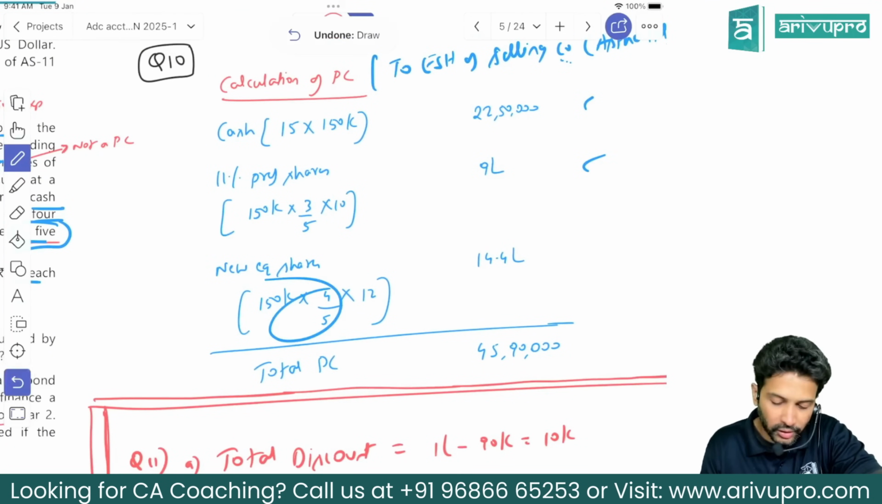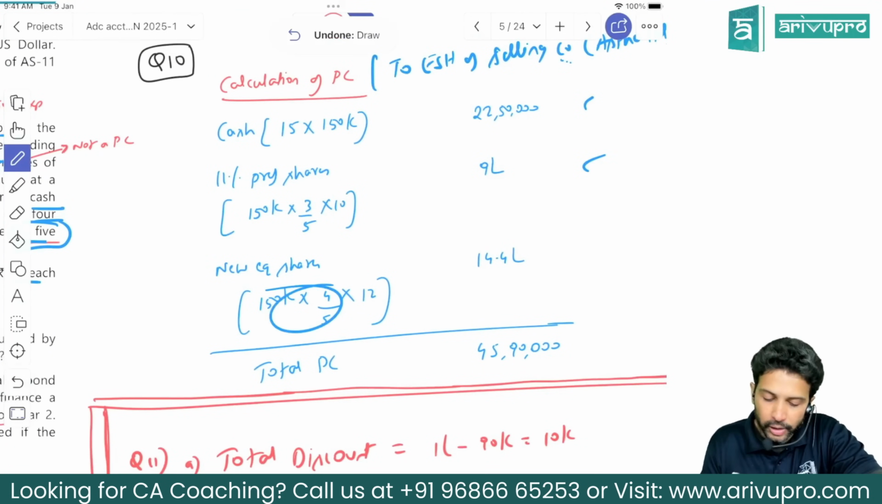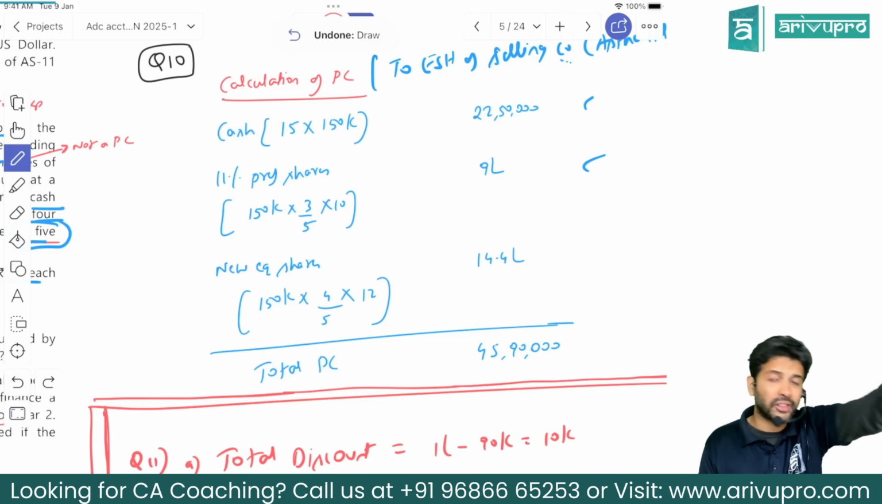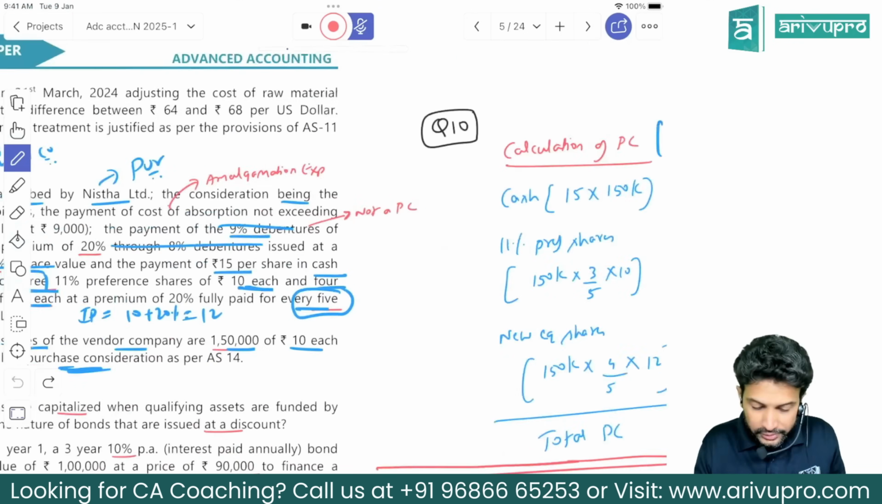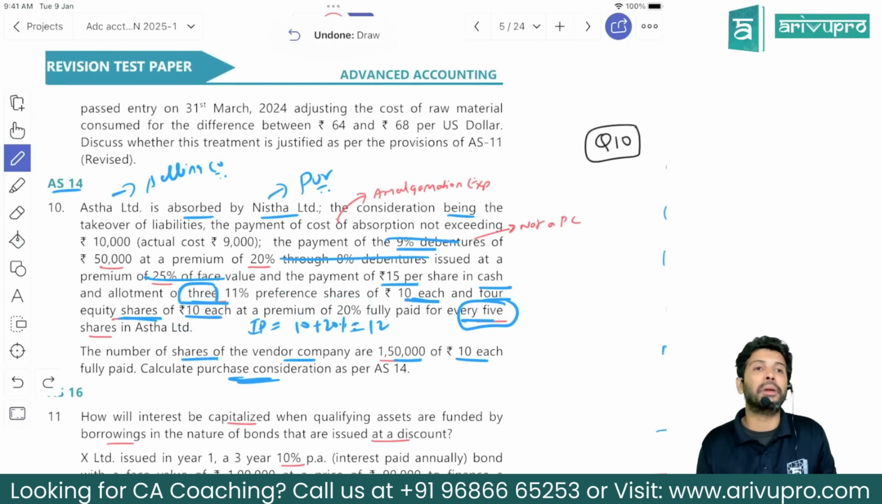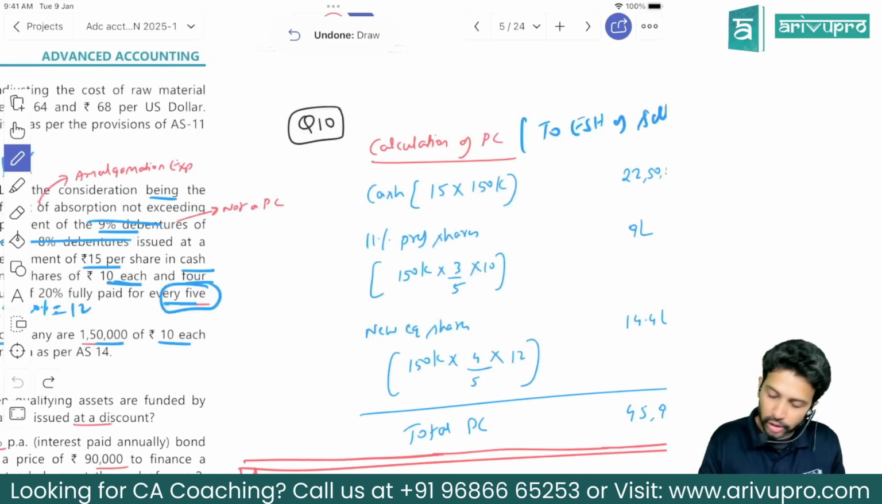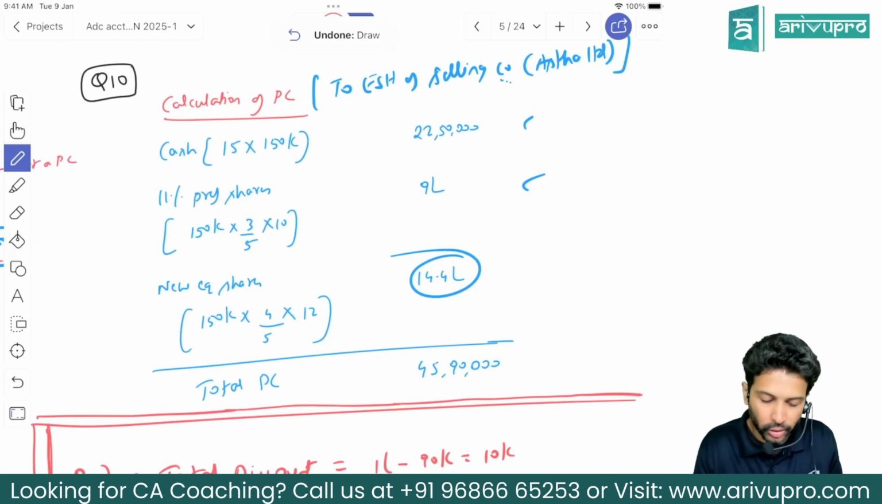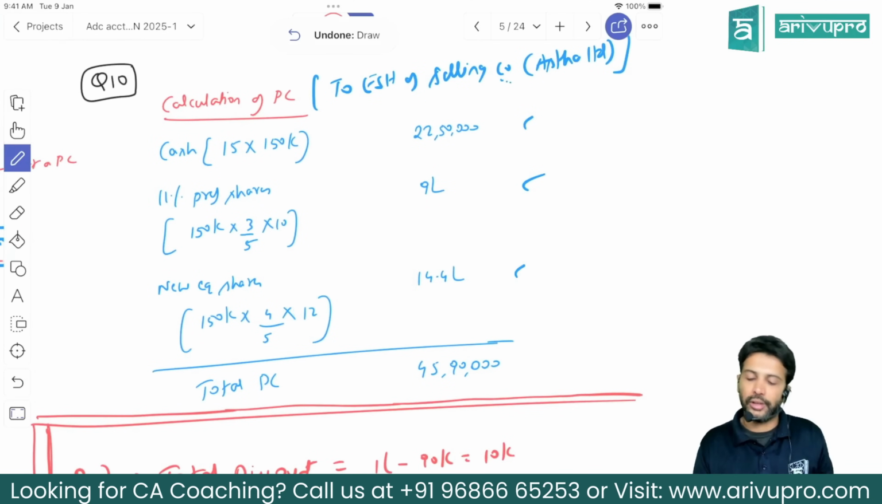By doing this, what will you get, sir? You will get 1,20,000. That is the number of equity shares. We want number or we want value? These equity shares' face value may be 10, but is it issued at face value or premium? How much percent premium? 20%. So issue price is how much? 12. So multiply by 12, you will get the value. How much is that? 14,40,000. Adding all this, you will get the total PC in the question to be 45,90,000.